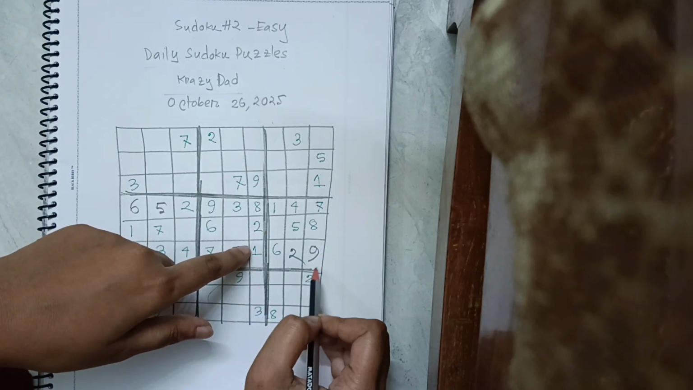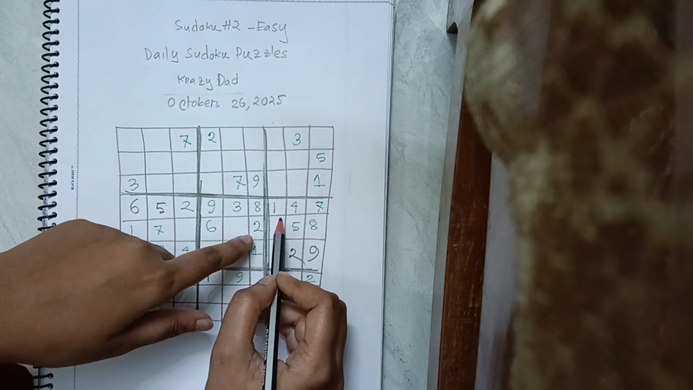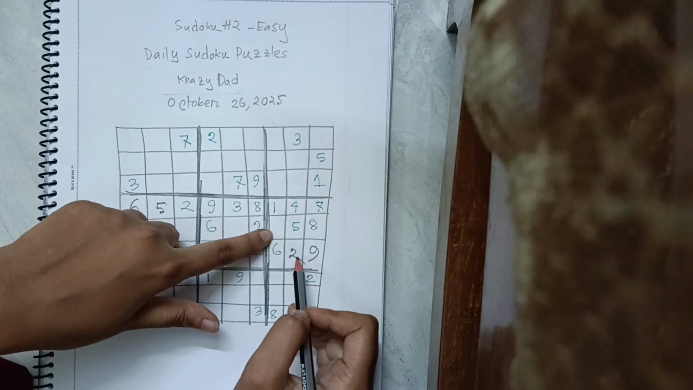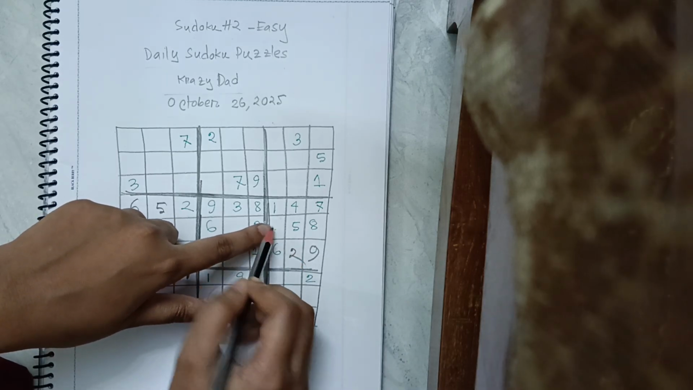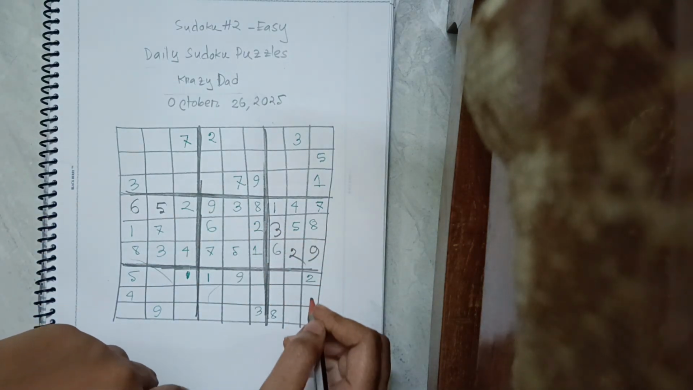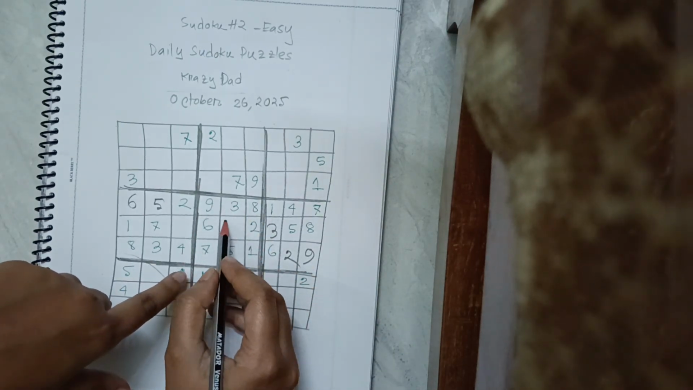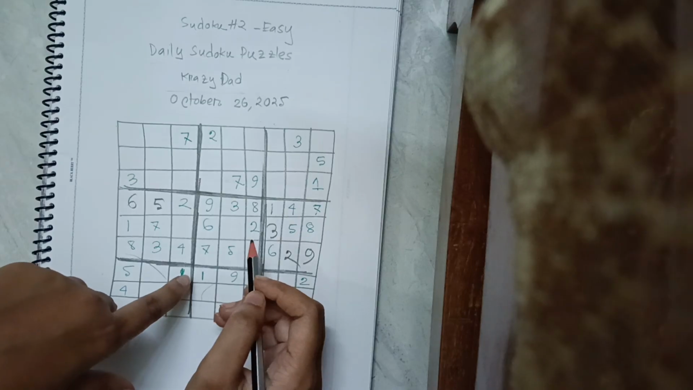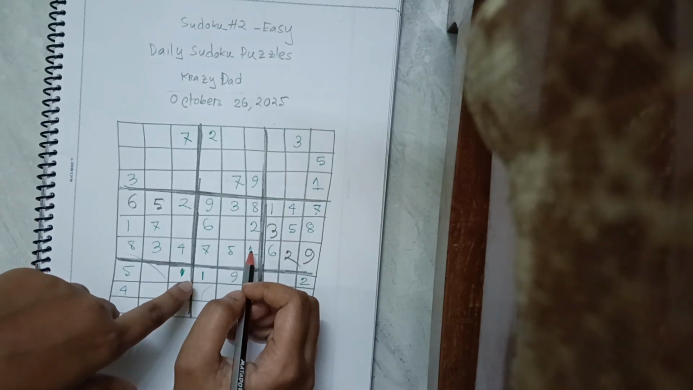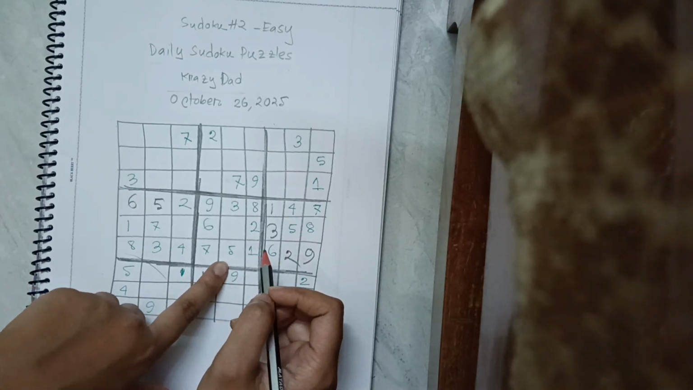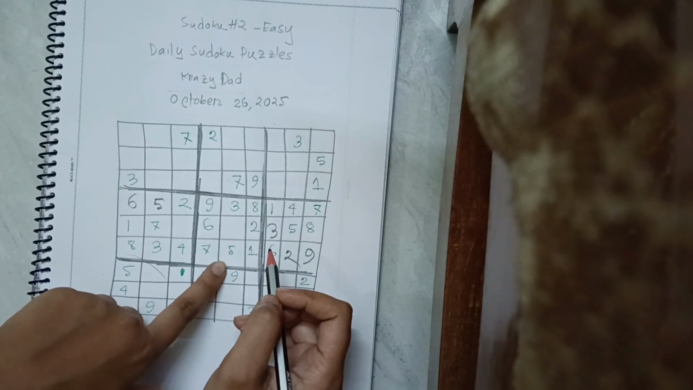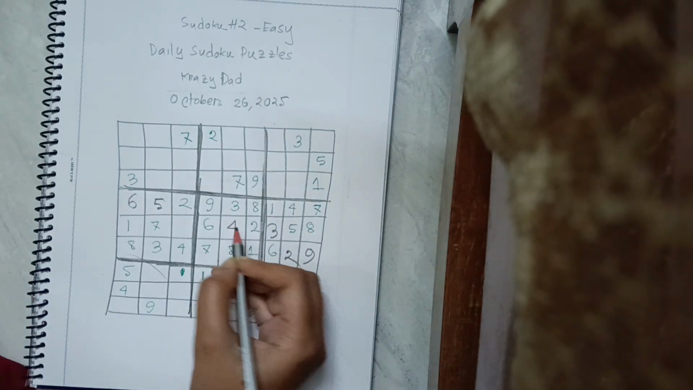What about this medium box? We have only one box left, so what are the given numbers? 1, 2, so 3 is the missing number, so we can write 3 here. Okay, so what about this box? We have only one number left, so what could be the missing number? The missing number is actually 4, right? Yes, the missing number is 4, so we can write 4 here.